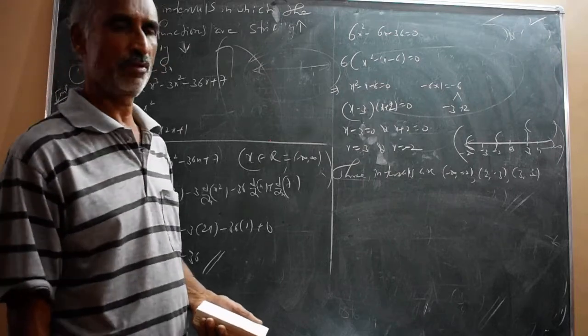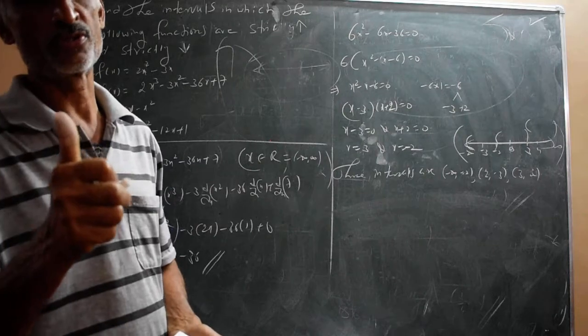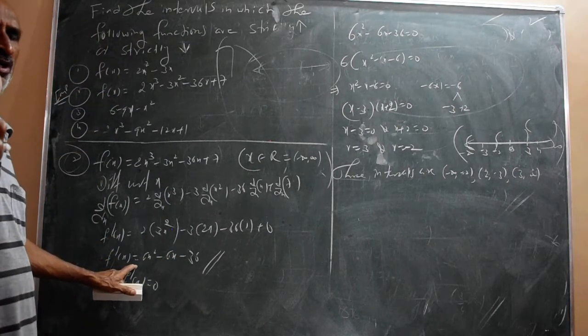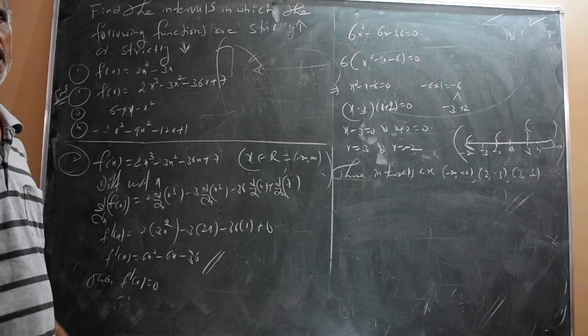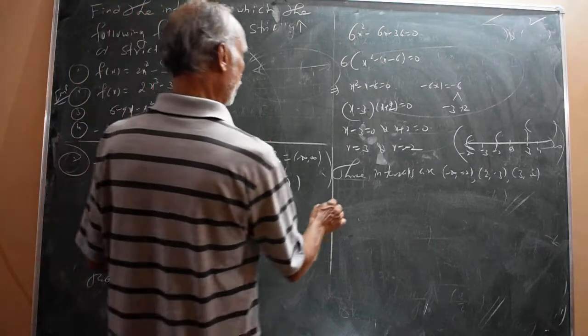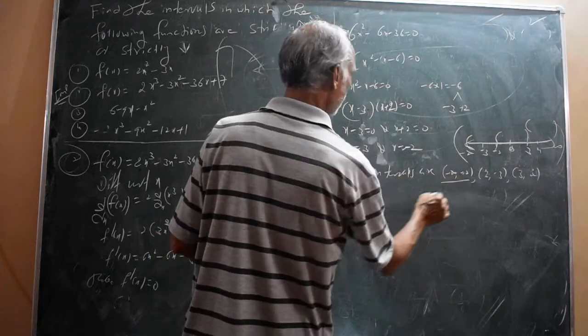Okay, let us take some easy values in each interval and substitute those x values in f dash of x. If f dash of x comes out to be positive, then in that interval the function is strictly increasing. If f dash of x comes out to be negative, then f of x is strictly decreasing. Let us take the first interval, minus infinity to minus 2.